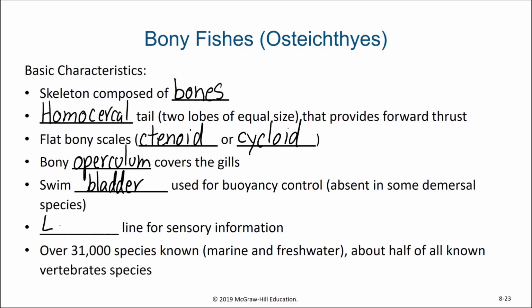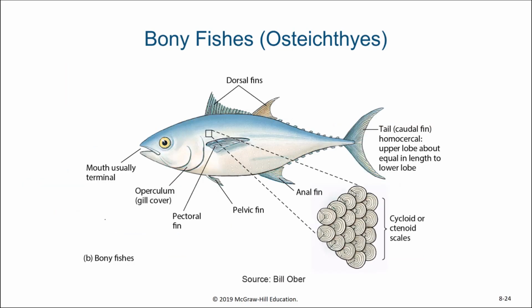Fish use a lateral line for sensory information about vibrations in the water. There are over 31,000 species known, both freshwater and marine, and they equal about half of all known vertebrate species. So here we see a diagram of an Osteichthyan. The mouth is located terminally instead of ventrally like in the chondrichthyans. We see the operculum covering over the gills. They do have paired fins, but the scales and the tail are different than what we saw in chondrichthyans.